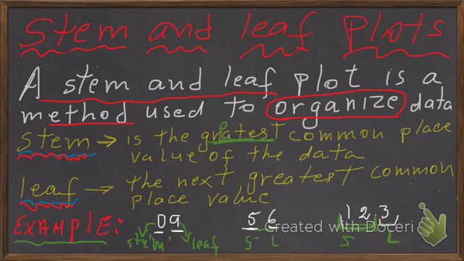And the leaf is the next greatest common value. So this one is on the tens, right? The place value here is in the tens. And here it's not the tens, it's just the units, right? So that is the stem and the leaf plots. The stem and the leaf part of the number.